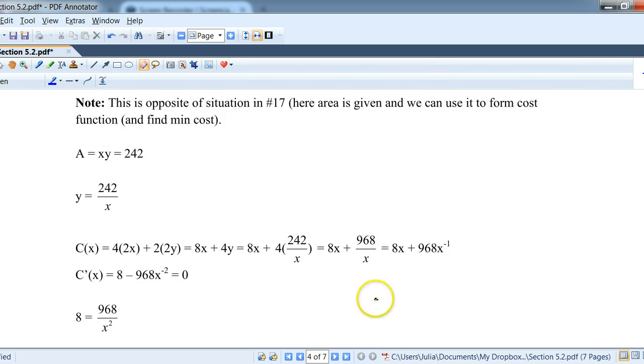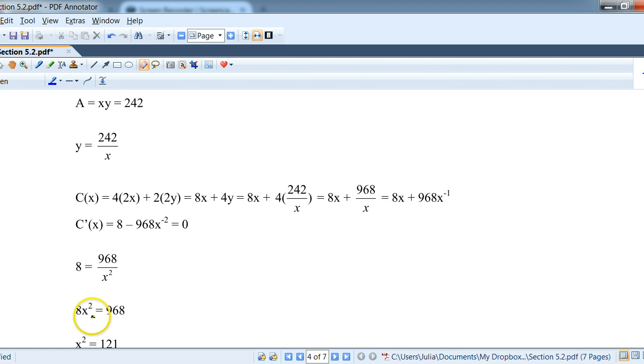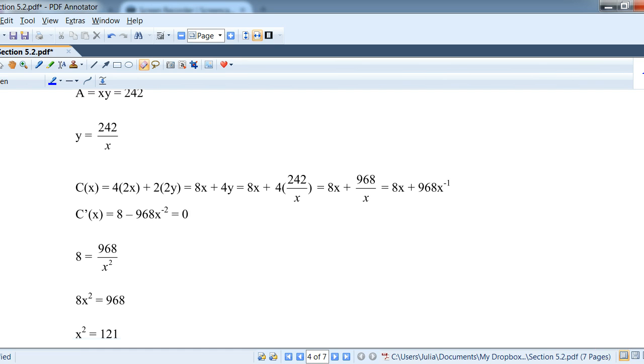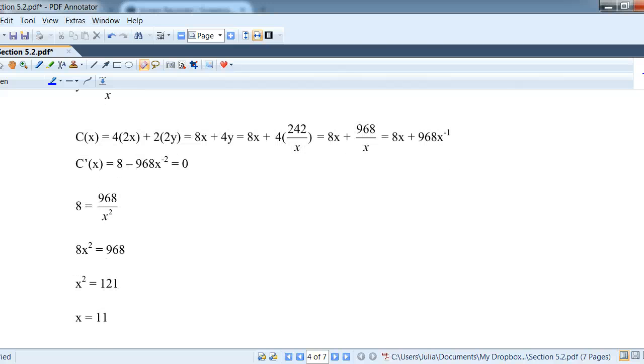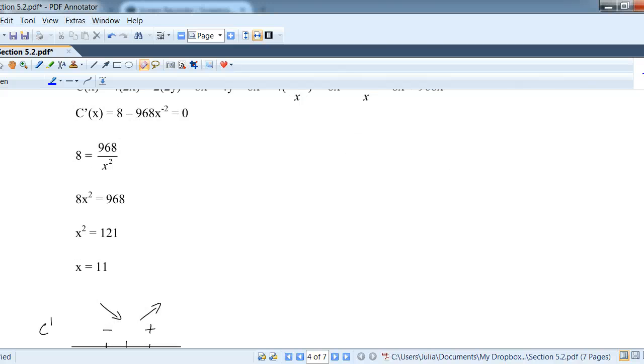Once again, from here on, it's very similar. You can take the derivative and set it equal to 0. Again, I move the 968 over x squared to the other side to make it positive, and we can multiply by x squared on both sides. So we get 8x squared equals 968. Divide by 8, and we get x squared equals 121, which means x equals 11.